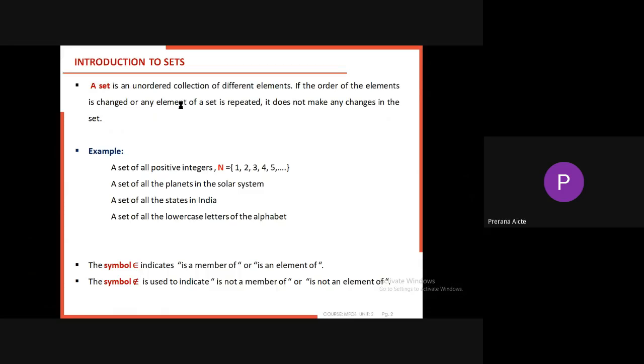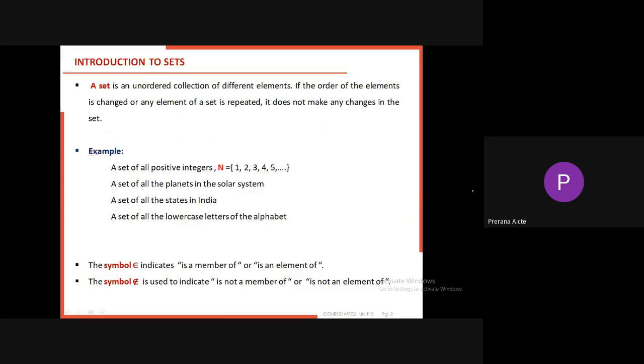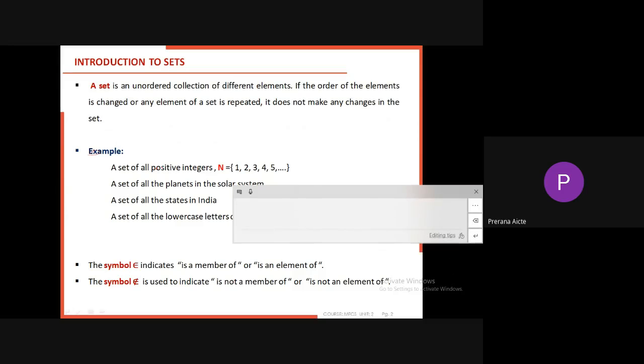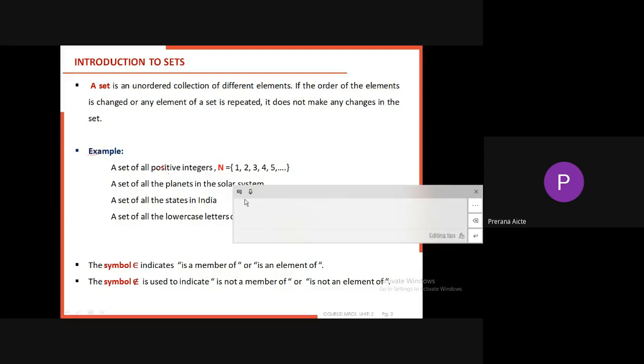So first we'll see what is meant by a set. We know that a set is an unordered collection of different types of elements. Here it is unordered because there is no need to specify the elements in order, so we can specify them in an unordered manner. But the only thing is there should not be any repeated elements. The examples are like this: set of positive numbers, set of planets, set of states, set of lowercase letters. So like this, I can consider examples.